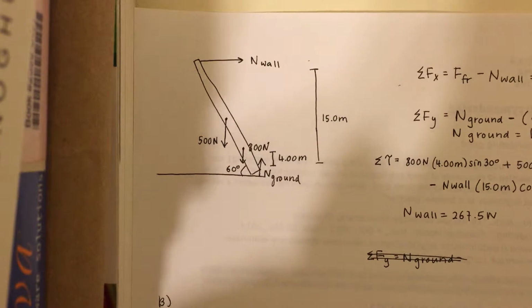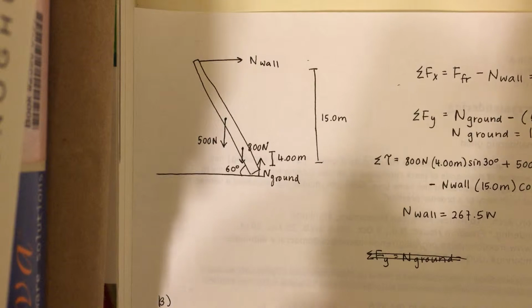Okay, so this is chapter 12, number 11. A 15-meter uniform ladder weighing 500 Newtons rests against a frictionless wall. The ladder makes a 60-degree angle with the horizontal. A. Find the horizontal and vertical forces the ground exerts on the base of the ladder when an 800 Newton firefighter is 4 meters from the bottom.